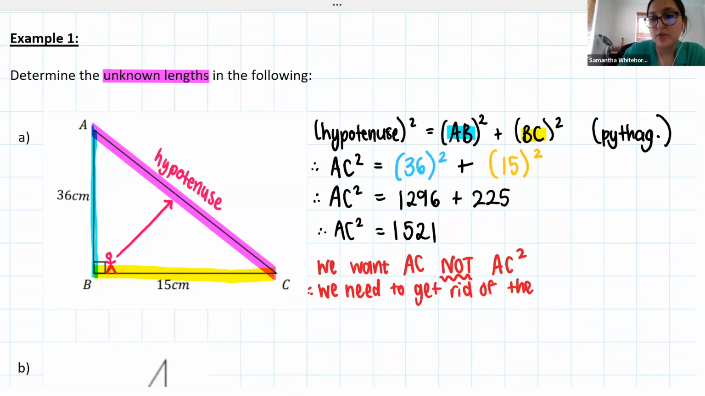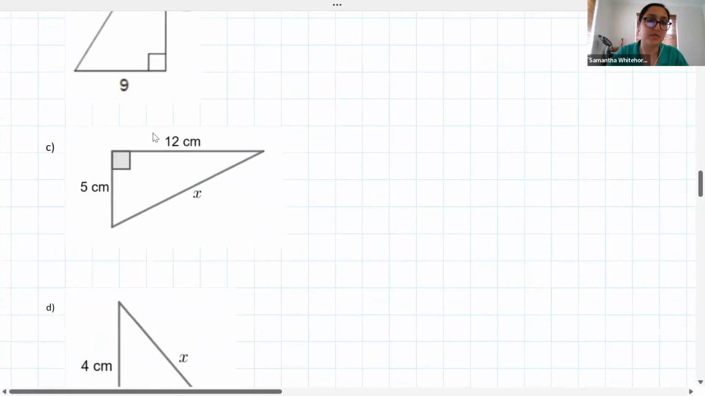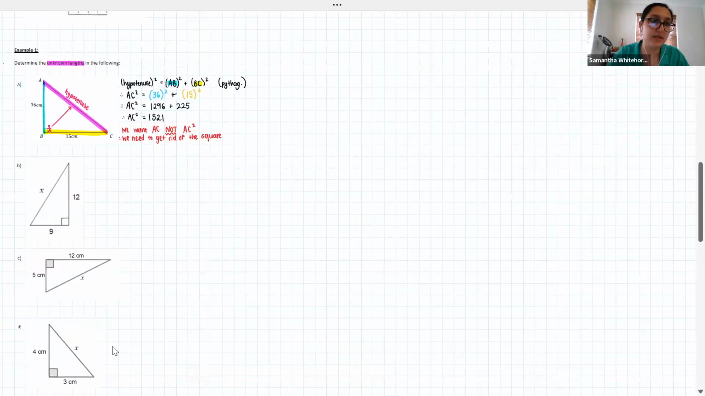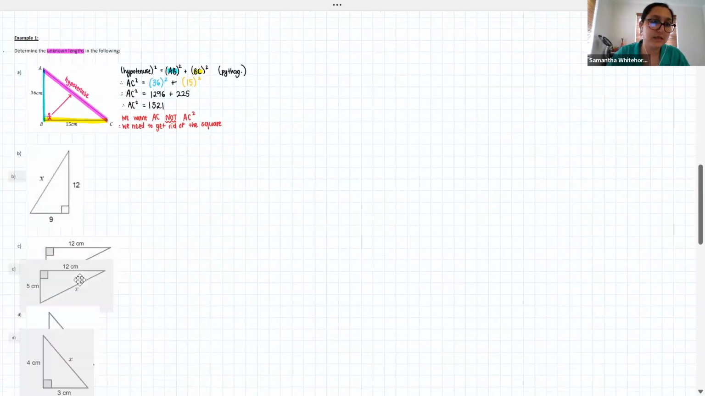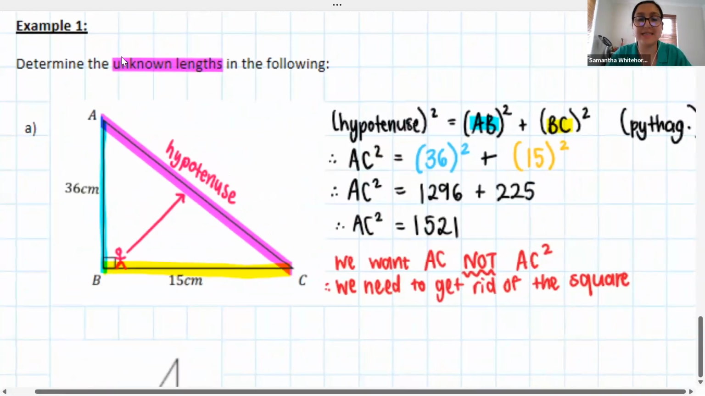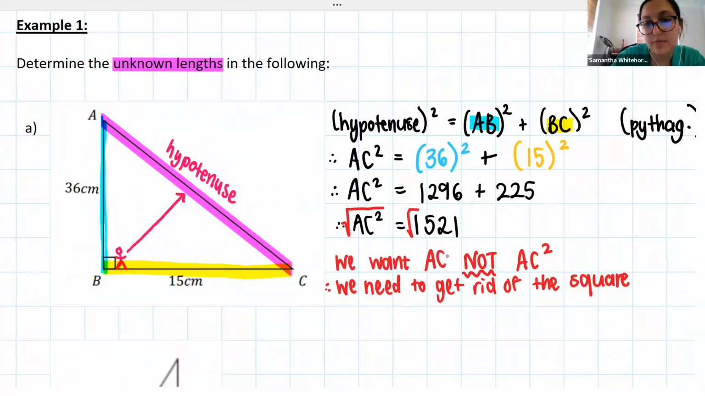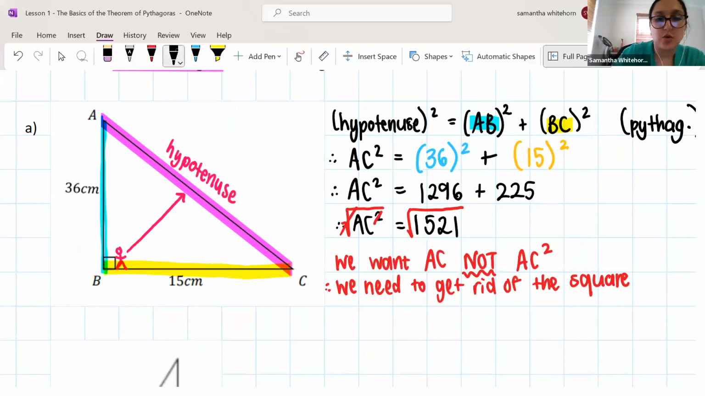Now, we know from solving equations that the inverse operation of squaring something is to square root it. And so that would be our next step. I'm going to do that now. I just want to move the full down for myself, otherwise I'm going to run out of space. Okay, so we don't want AC squared, we want AC. So that means I need to go and square root both sides of my equation because that will get rid of my squared.